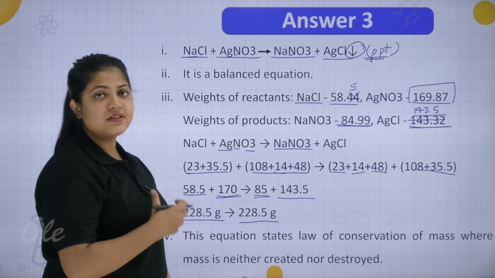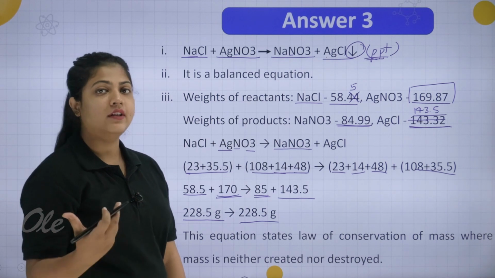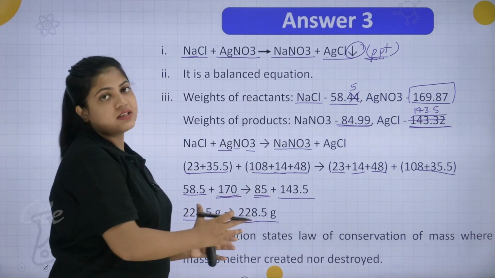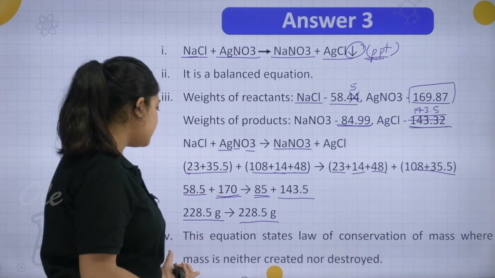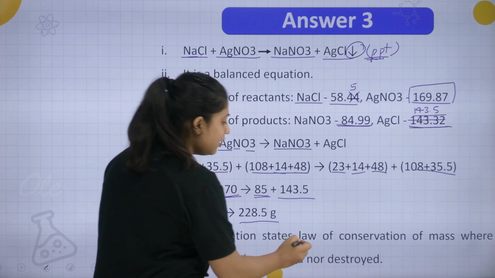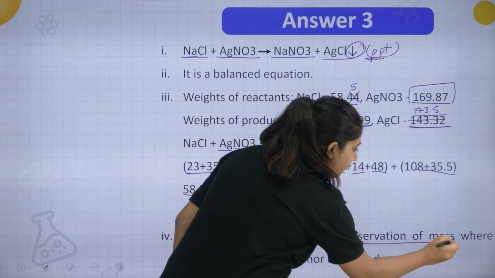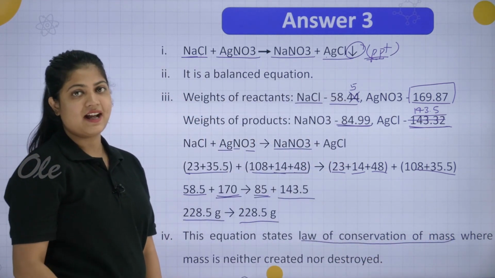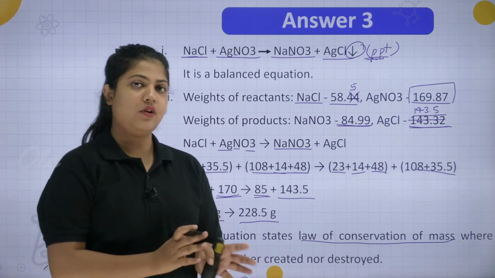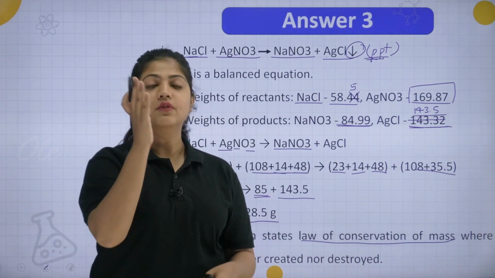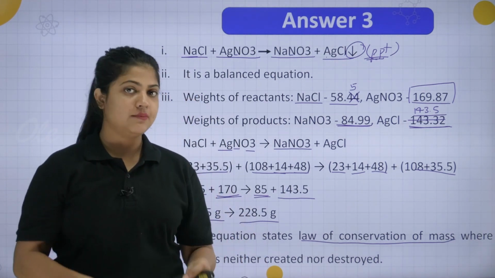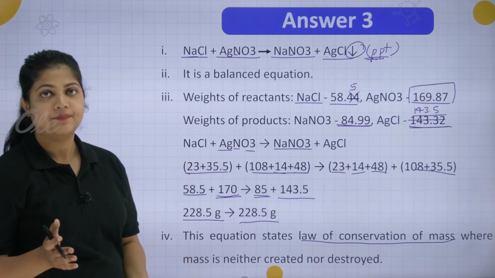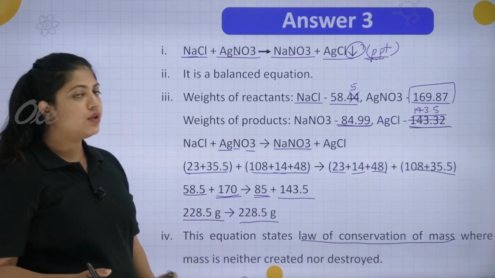For example, it is 228.5 grams. Now which law says that the mass of reactants should be equal to the mass of products? This is stated by the law of conservation of mass. This is the law which states that before and after the reaction, the mass of reactants will always be equal to the mass of products. That means mass can neither be created nor destroyed. Okay. So this is how you are going to solve your question.